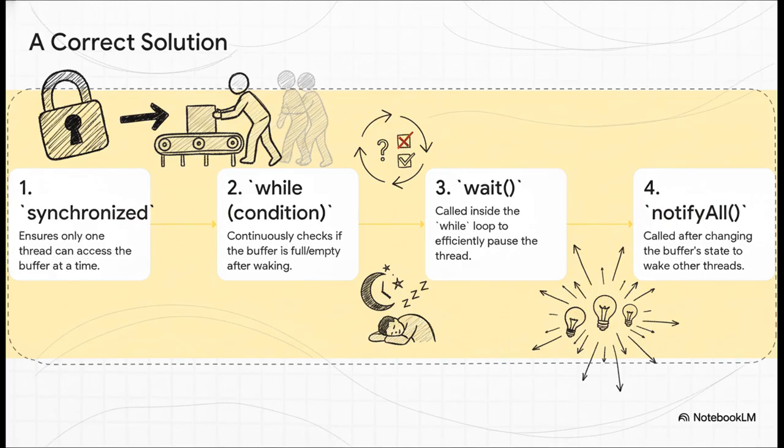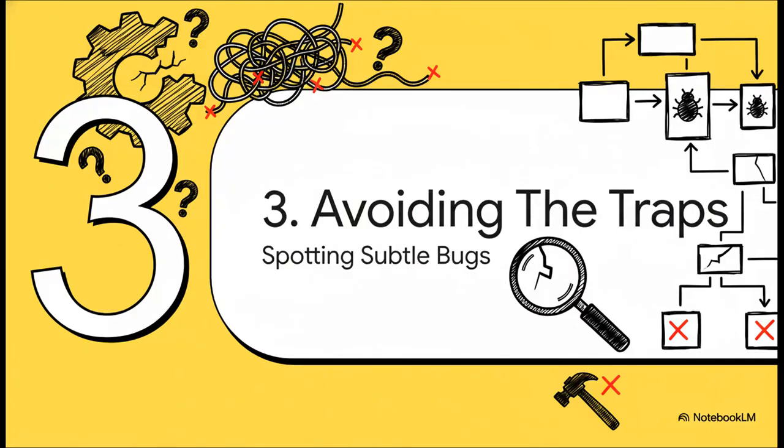First, you need a synchronized block. That's your lock, making sure only one thread can mess with a buffer at a time. Then, inside that block, you need a while loop. And I mean a while loop, not an if. That's super important. We'll get to why later. This loop keeps checking the buffer's state. If things aren't right, you call wait. And then finally, once you've added or removed an item, you call notifyAll to let any sleeping threads know it's time to wake up.